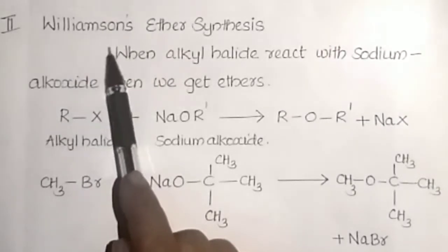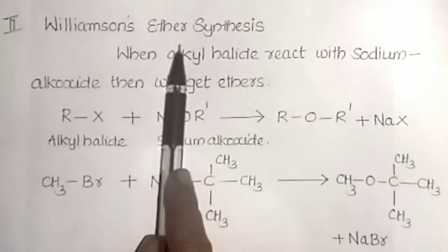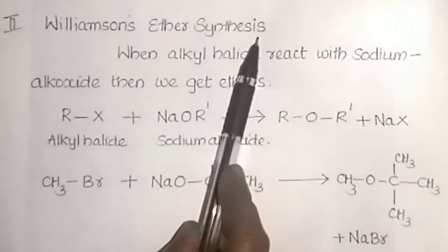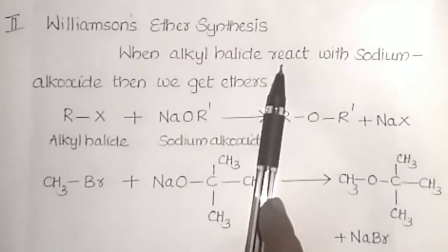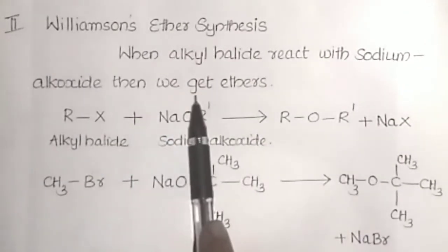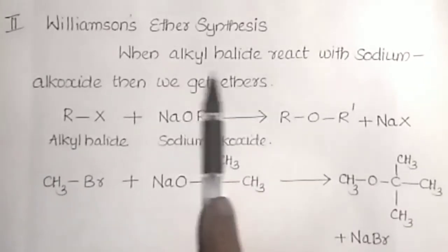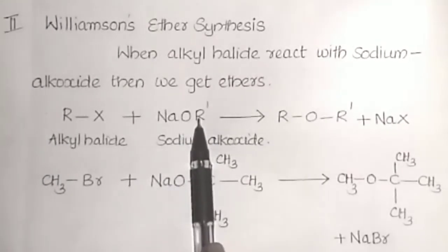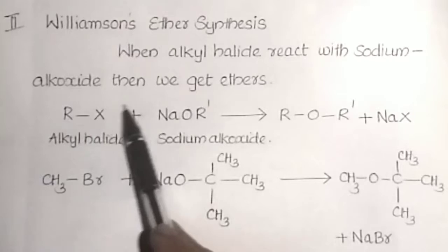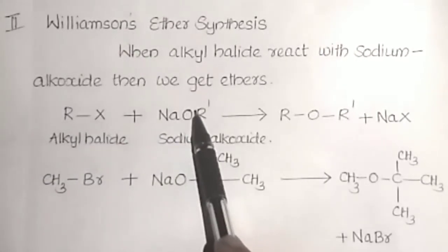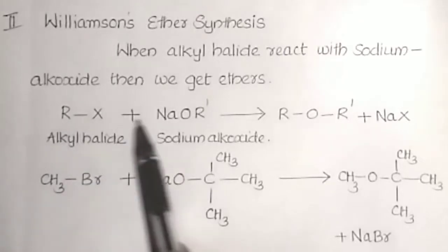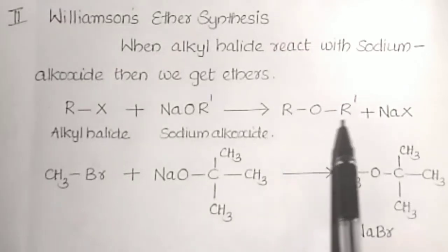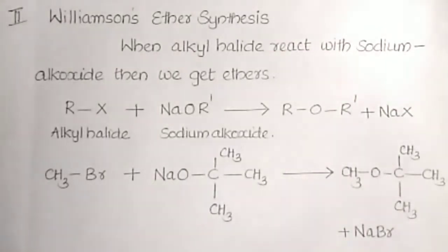The second method of preparation of ethers is Williamson's ether synthesis. A very important name reaction, Williamson's ether synthesis. When an alkyl halide reacts with sodium alkoxide, then we get the corresponding ether. Alkyl halide reacts with sodium alkoxide, NaX elimination takes place, then we get ROR dash, the general formula of ethers, plus NaX.